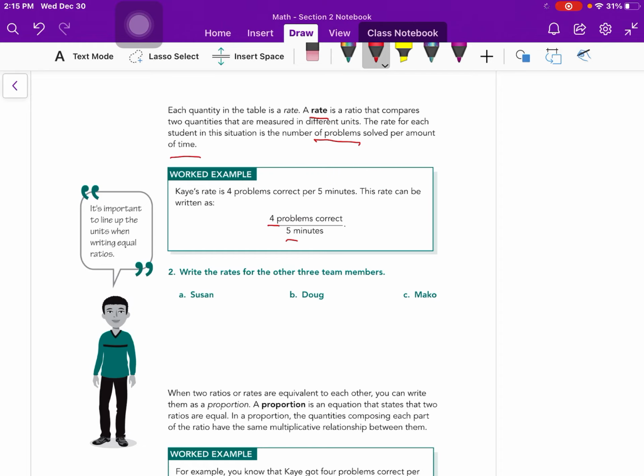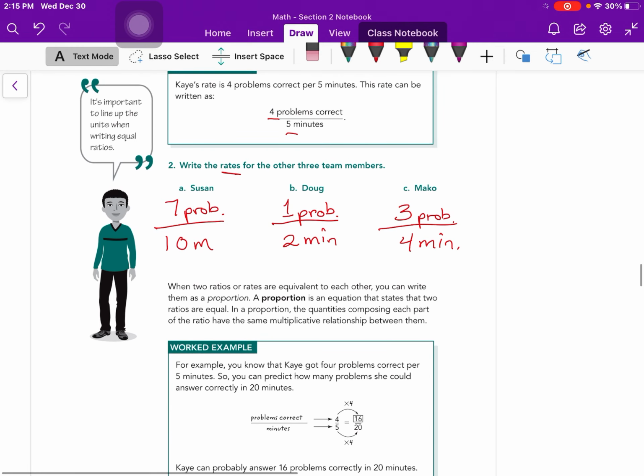All right, hopefully you were able to come up with Susan. Now Susan was able to do 7 problems in 10 minutes. Doug was able to do 1 problem in 2 minutes. And Mako was able to do 3 problems in 4 minutes. All of those represent their rates, or their speed for what they were able to accomplish.